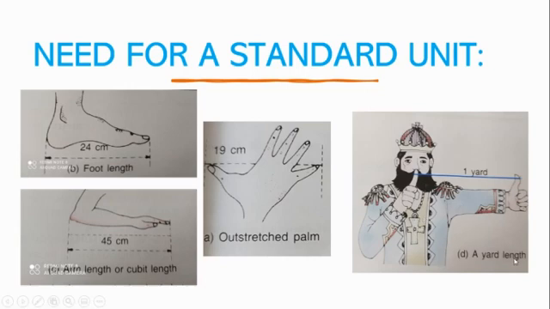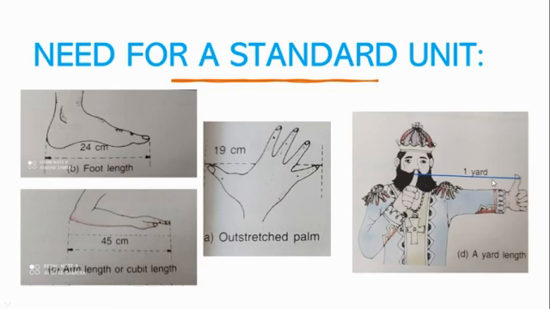So King Henry I declared that the distance from the tip of his nose to the stretched thumb of his sideways stretched arm should be used as a unit of length. He called this length a yard. As you can see, from here till here is 1 yard. This is what King Henry I declared. This is called a yard length.